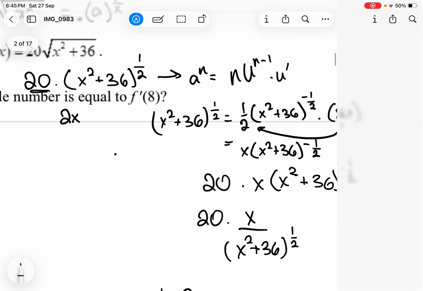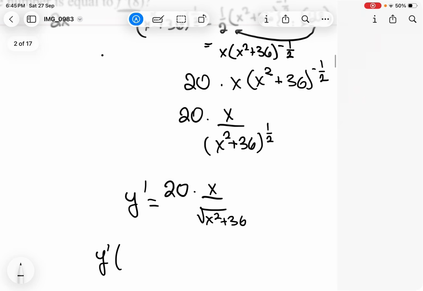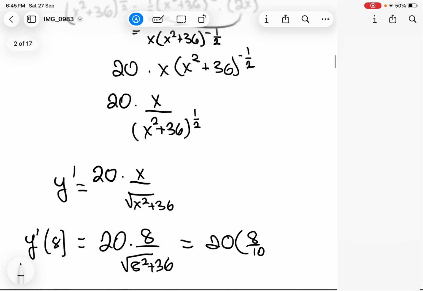And now they said to replace x with 8. So y prime of 8 is equal to 20 times 8 over the radical of 8 squared plus 36. If you put this in the calculator, you'll get 20 times 8 over 10, which is equal to 16.